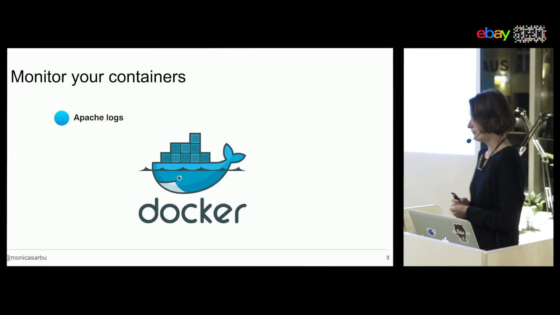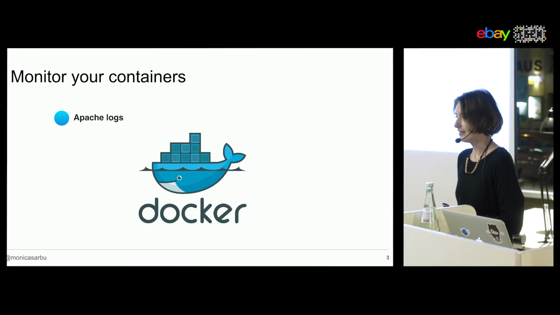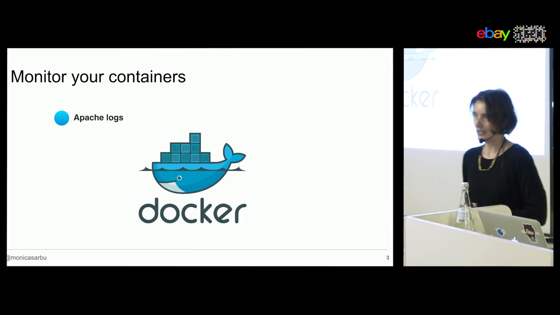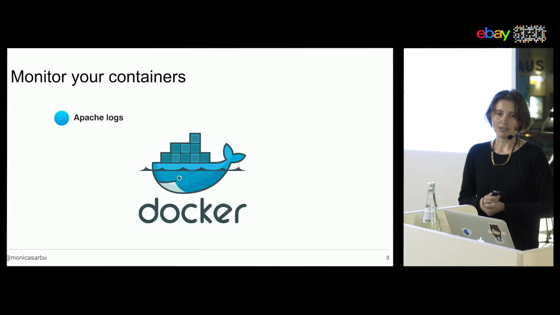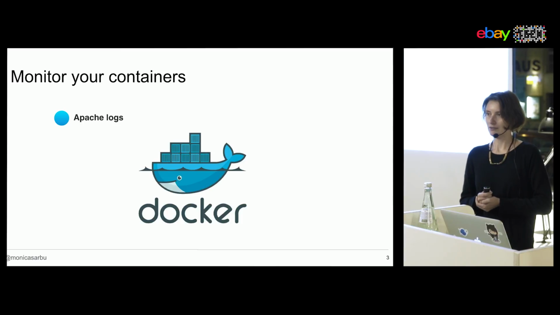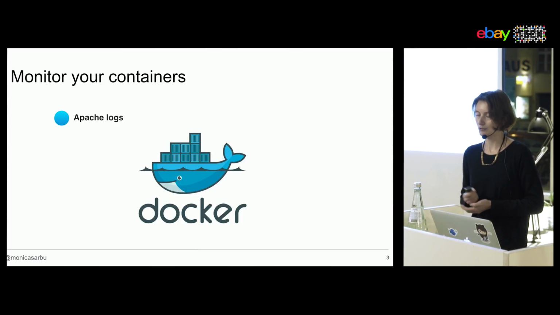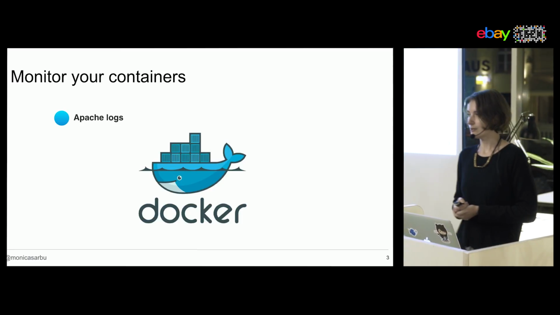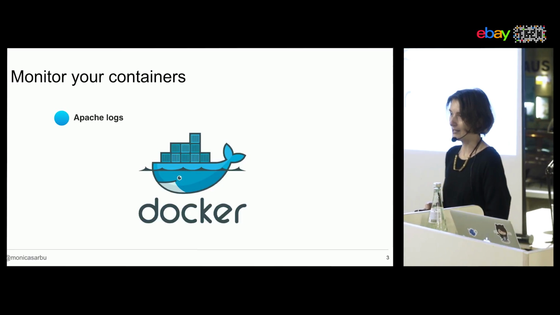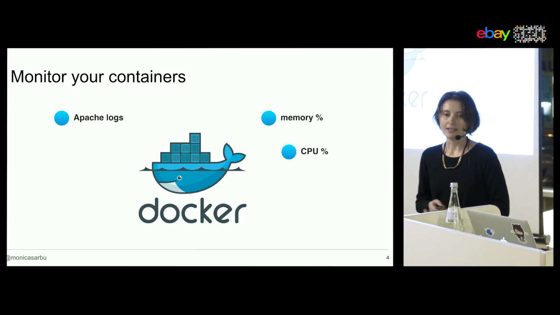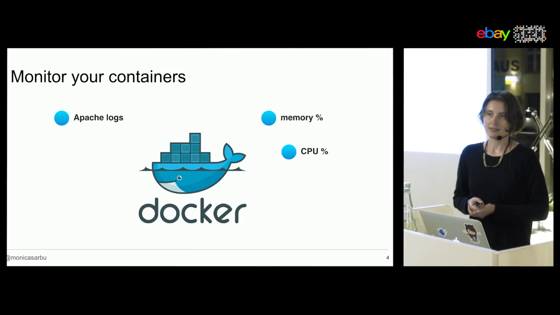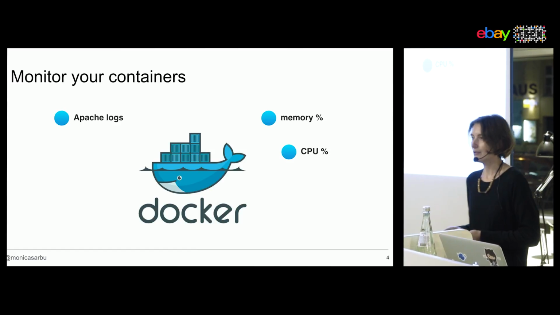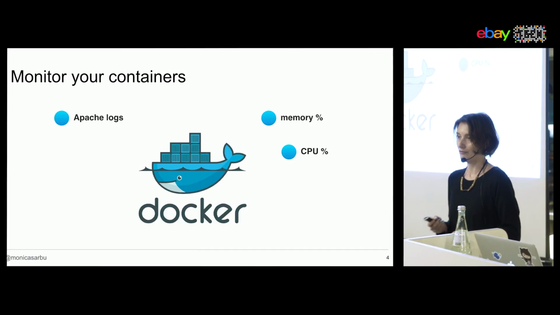So when you want to start monitoring your containers, probably the first thing you want to do is to fetch the logs from your container. For example, if you're running Apache as a service on your Docker container, you probably want to get the Apache logs. And then probably you want to also monitor the processes that are running on your containers and see details about each process. For example, you want to see the memory, the CPU usage, and things like this of each process.